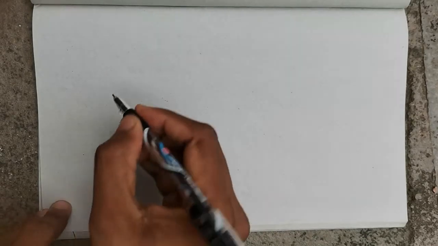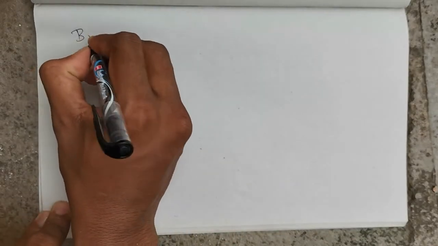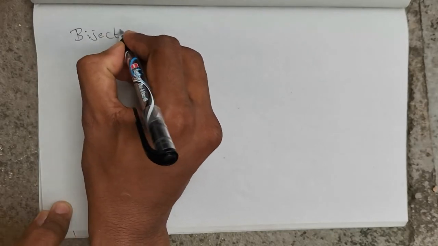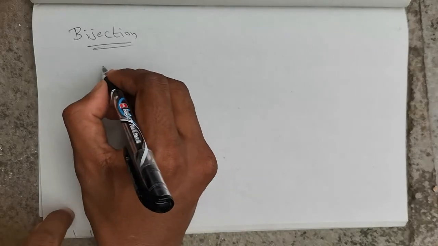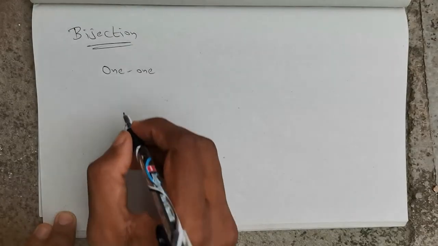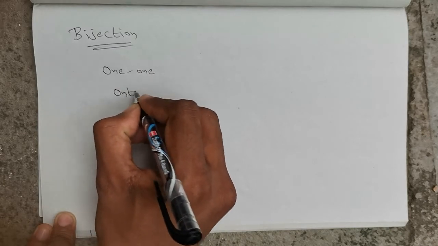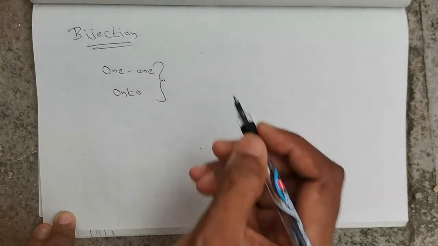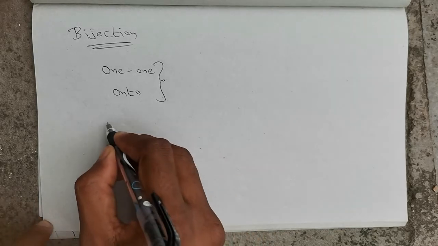Okay, the next type is bijection or bijective. A bijection function is nothing but a function that is a one-one function as well as an onto function. If a function is a one-one function as well as an onto function, then that function is called a bijection. Let us take some example.